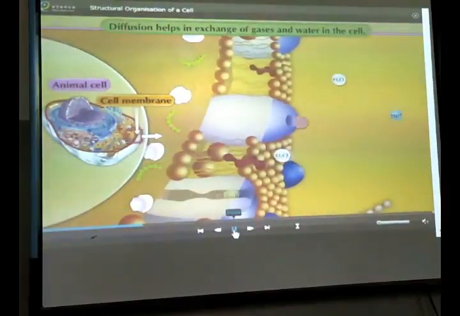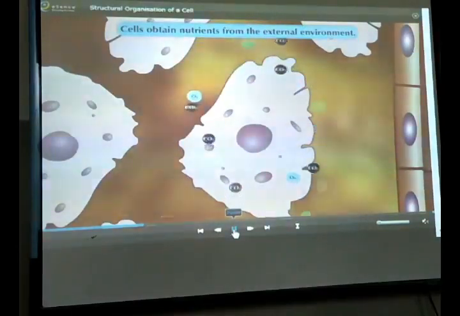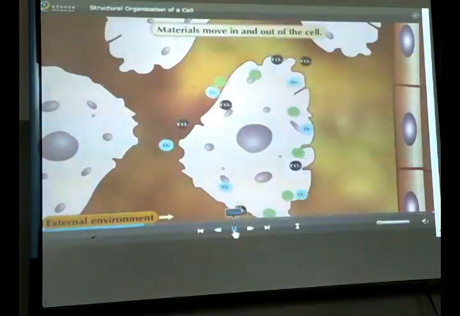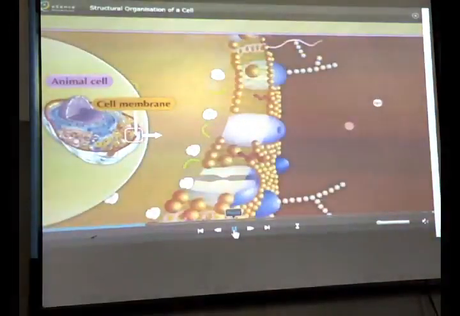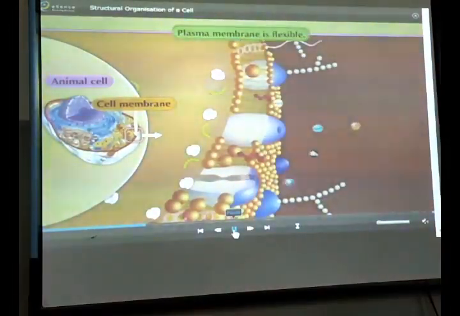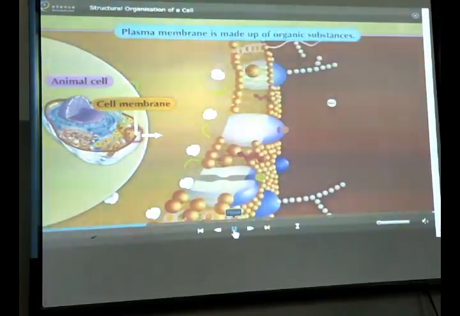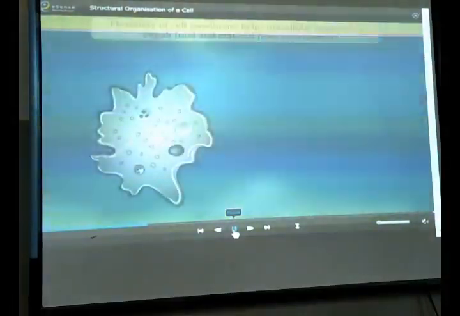By this we can understand that diffusion helps in the exchange of gases and water in the cell. So cells obtain nutrients from the external environment also. Materials move in and out of the cell through this process. Here the cell membrane, the plasma membrane, is flexible. Plasma membrane is made up of organic substances like lipid and protein.